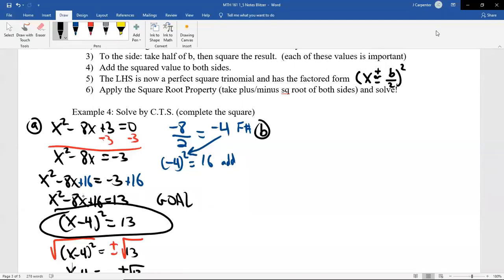That's why we half and square to the side. And those magical numbers, one of them is what we add to both sides to fit that perfect form. And the other one is the number that'll go in the factored form.